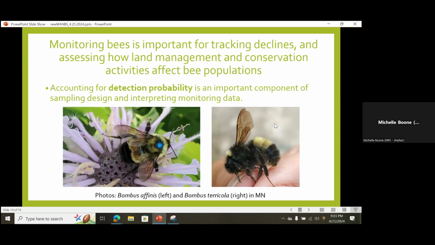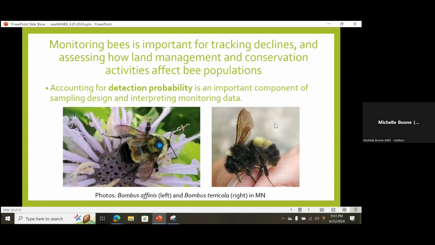And so monitoring of bees is really important, especially as we have all of these species being petitioned, species being listed. It's important to monitor bees. And of course, that's important for tracking declines. But importantly, I would even say even more importantly is for assessing how our land management actions and conservation activities affect bee populations. I always say monitoring for the sake of monitoring, if you're not going to do anything about it, is kind of a waste of your time and effort.